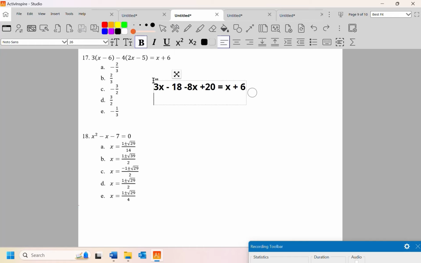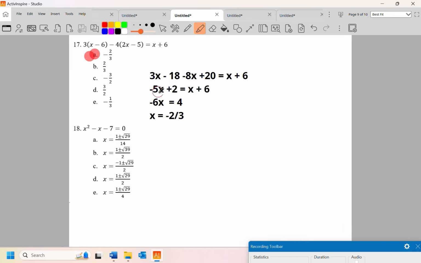Anyways, if I combine my x's on the left, I have a negative 5x plus 2. That equals x plus a 6. X is on one side, numbers on the other. Negative 5x minus x is negative 6x. And 6 minus 2 is 4. Divide out that negative 6, and x is negative 2/3, which is choice A.